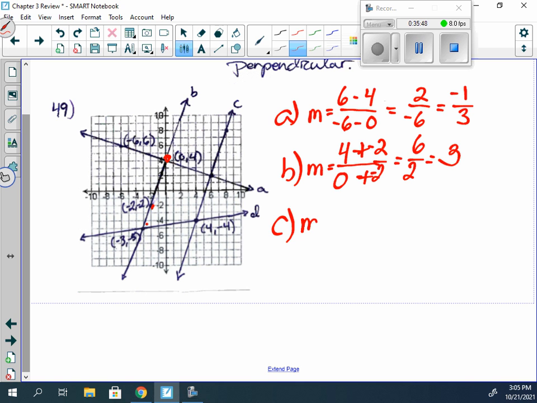Now we can move on to line C. Line C is right here. Now this point here is 6, 2. We could use the graph to be able to find it. It didn't directly tell us. We can use it and negative, or 4, negative 4. So we can say 2 minus negative 4 over 6 minus 4. Because a negative and negative would make a positive, so 6.